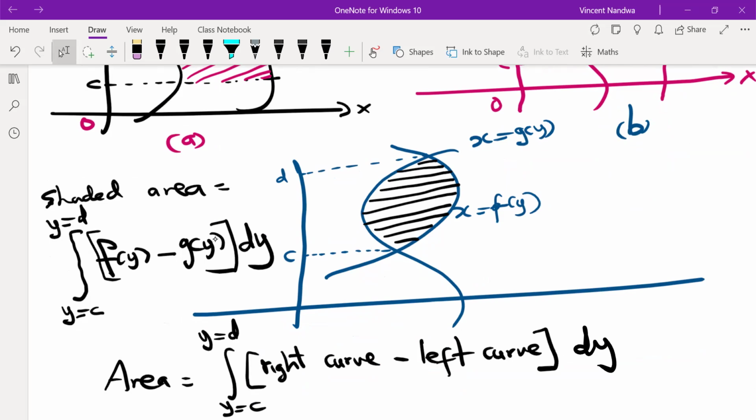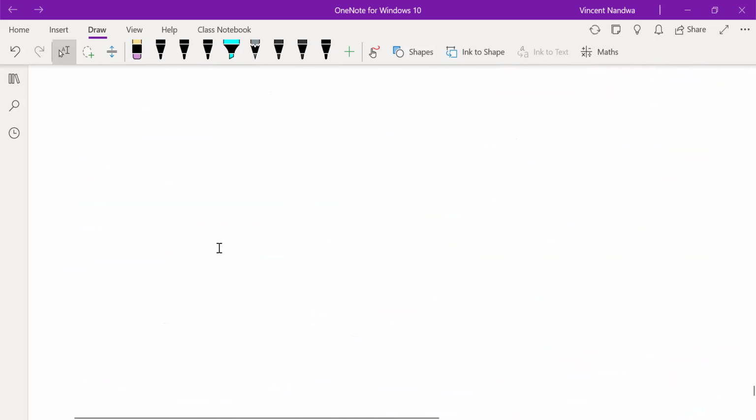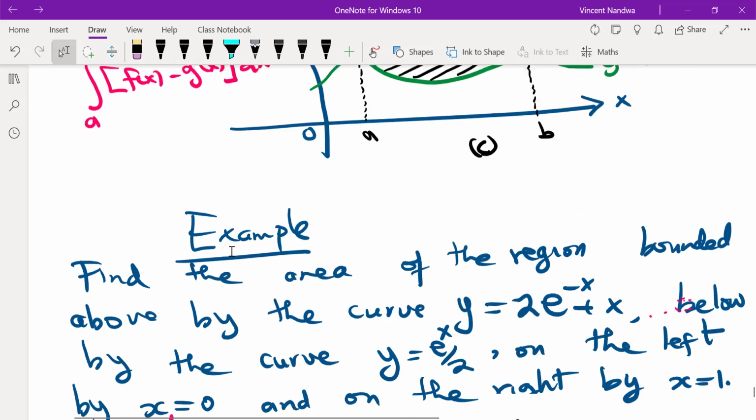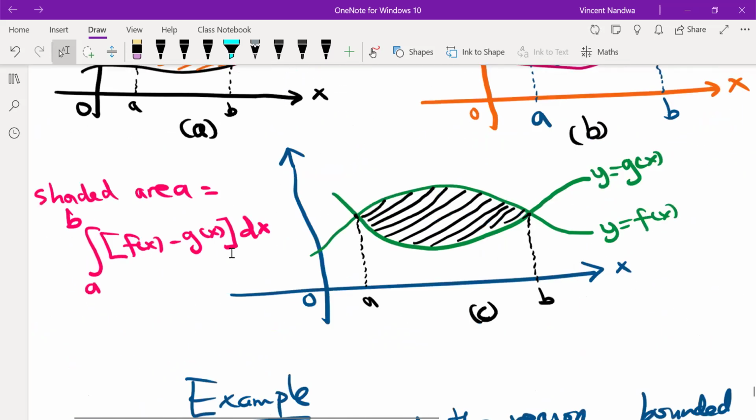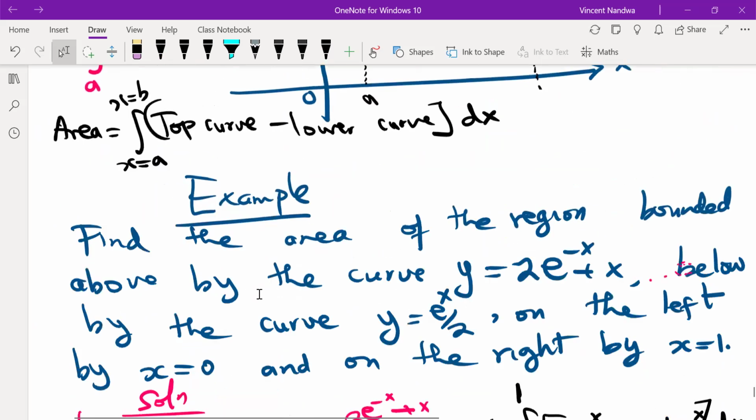then dy. And in the previous case, you can say the area is simply the integral from x equals a to x equals b of top curve minus lower curve, then dx. So that's how we write them.